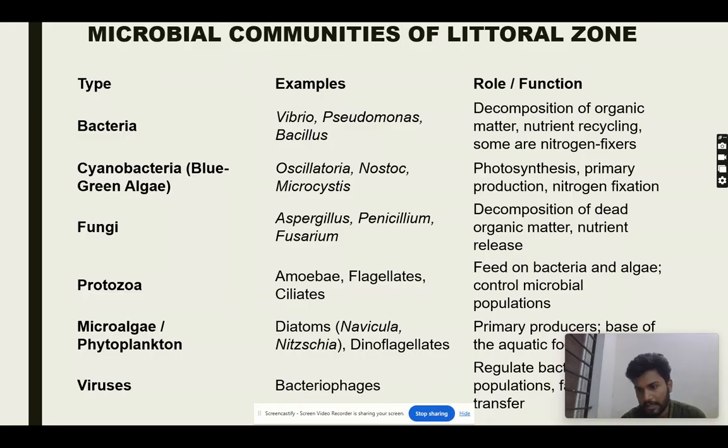And protozoa like amoeba and other ciliates and flagellates feed on bacteria and algae and control microbial populations. So protozoal species keep a check on the other microbial species, as they feed on the bacteria and algae. There is a constant control of microbial populations. And microalgae or phytoplankton, diatoms like Navicula and Nitzschia, and dinoflagellates are primary producers. And viruses like bacteriophages are also found in the littoral zones.